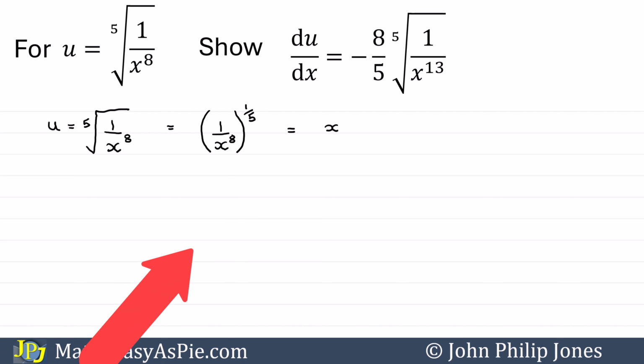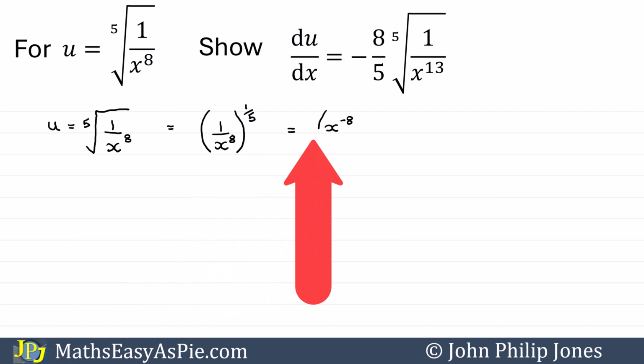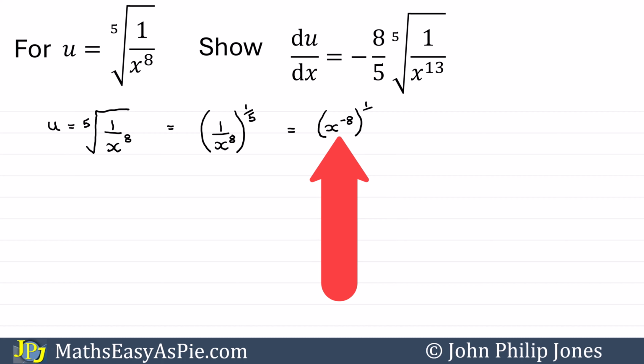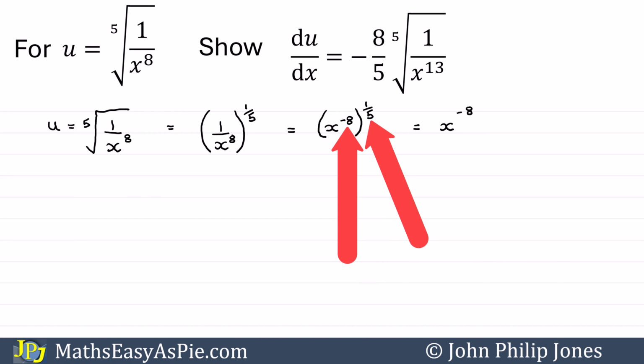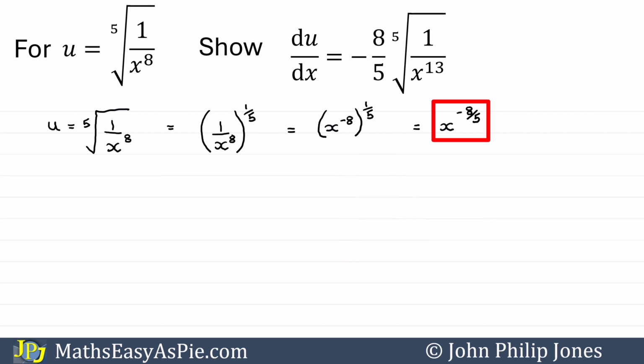Moving on, I can bring the x to the 8 to the top to make it x to the minus 8 and raise that to the 1/5. We then can multiply the indices of minus 8 times the fifth to give x to the minus 8 over 5. So we can write u equals x to the minus 8 over 5.